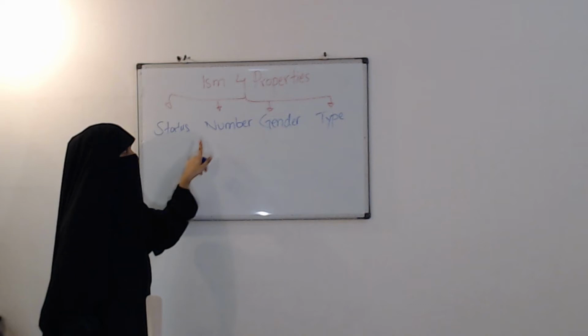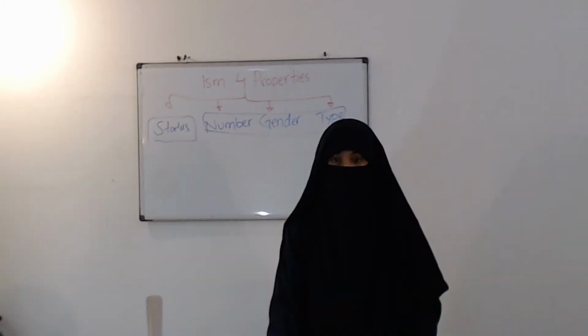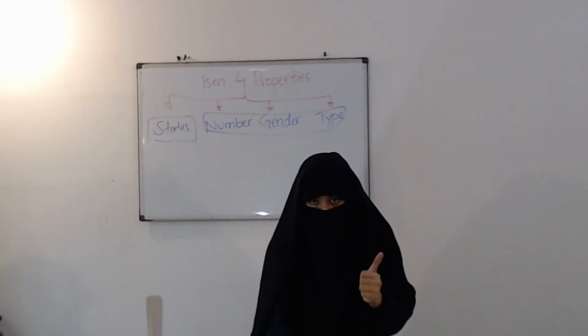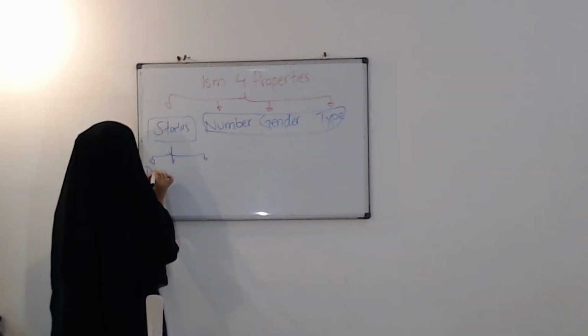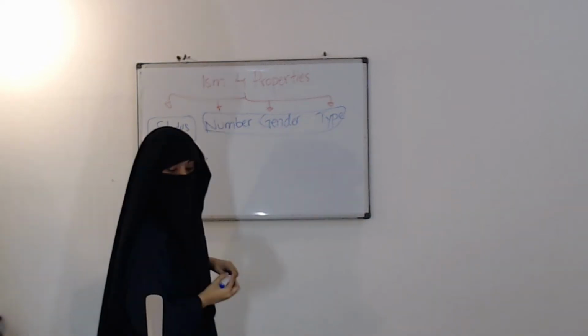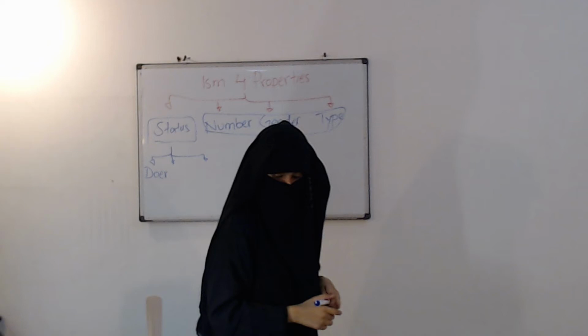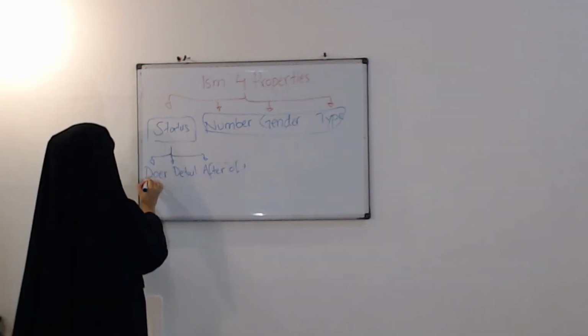Now, status is further divided into three categories. How many? Three. First one, doer. Second one, detail. And third one, after of. How many categories is it divided into? Three. First one was what? Doer. Second one? Detail. Third one? After of. First, inshallah, we're going to do doer and detail. Tomorrow, inshallah, we're going to do after of.